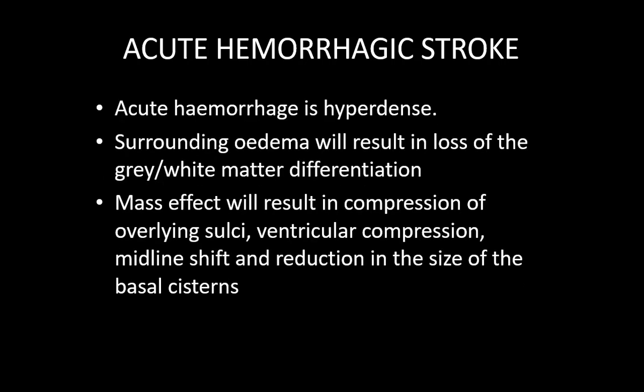So about acute hemorrhagic stroke, as we have told, acute blood appears hyperdense. As it ages, it becomes isodense and then hypodense. There will be surrounding edema which results in loss of gray-white differentiation. There will be mass effect which leads to compression of the sulci and the ventricles. There could be midline shift and there could be reduction in size of basal cisterns.